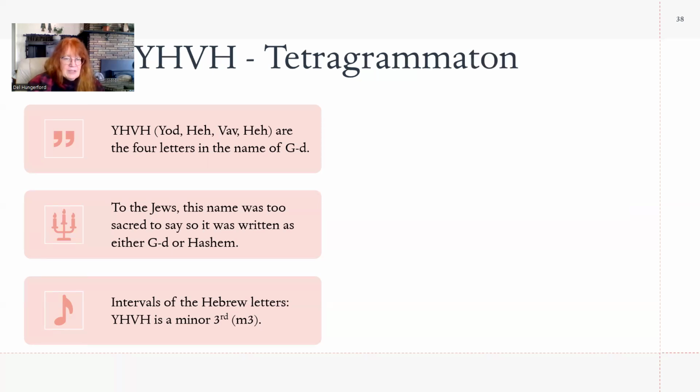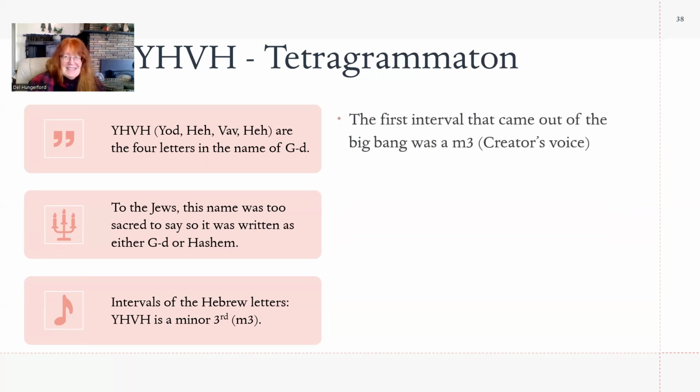In the intervals of the Hebrew letters are, guess what? Minor third. Yod He Vav He. Yod He Vav He. Interesting, isn't that? The first interval that came out of the Big Bang was the minor third, which they say is the Creator's voice.